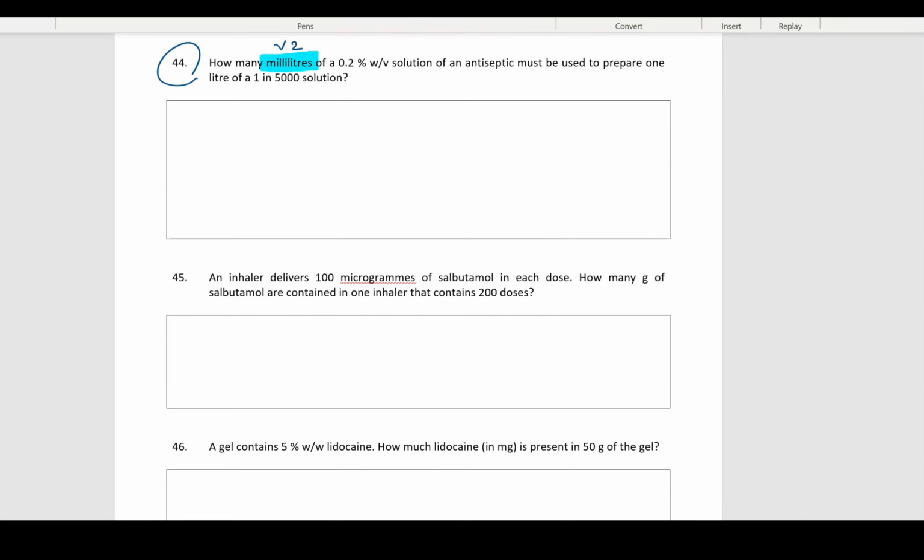And then your first and second concentration of antiseptic must be used, prepared 1 liter of. What is the meaning of 1 liter? That's the volume, first volume, and the first concentration. So C1 times V1 equals C2 times V2.